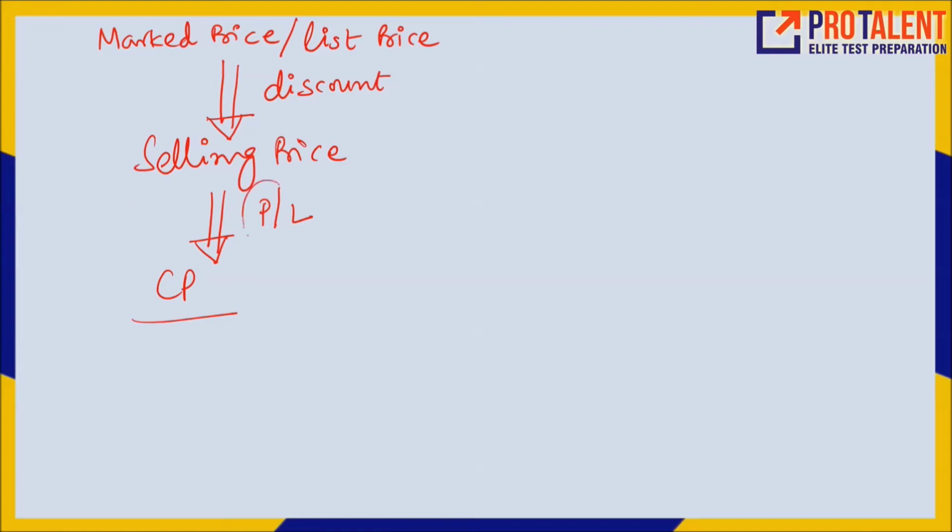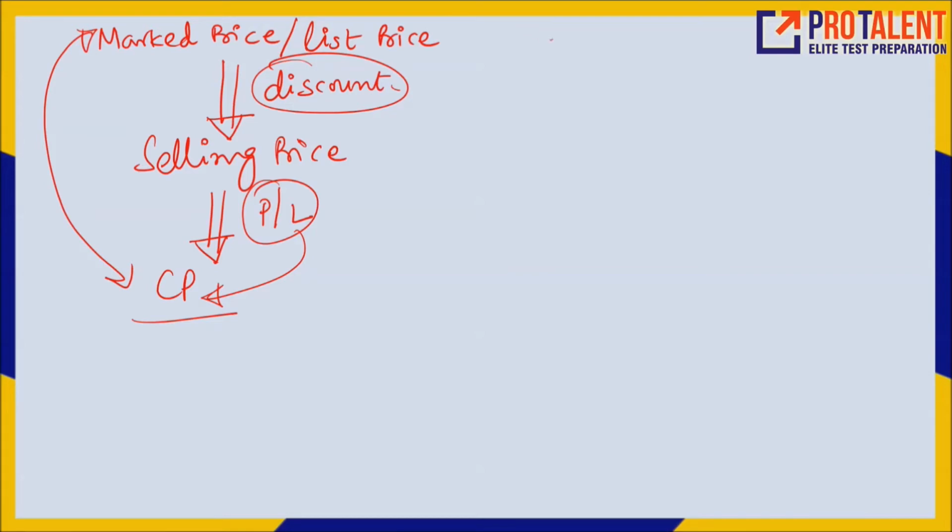So ध्यान रहे, profit and loss हमेशा calculate होगा CP के ऊपर. Discount is calculated always on mark price, और मार्क प्राइस और कॉस्ट प्राइस के बीच में आपको रिलेशनशिप ढूंढने का पूछ सकते हैं. ठीक है, let me give you a very simple thing.